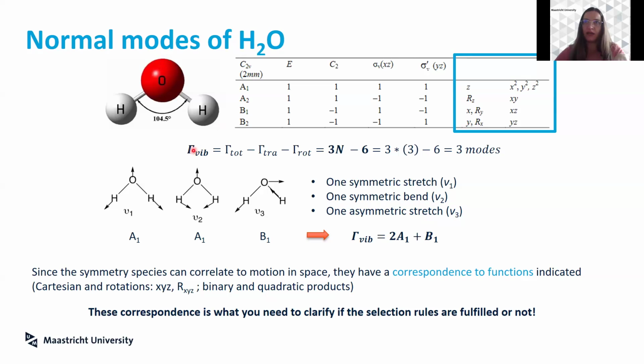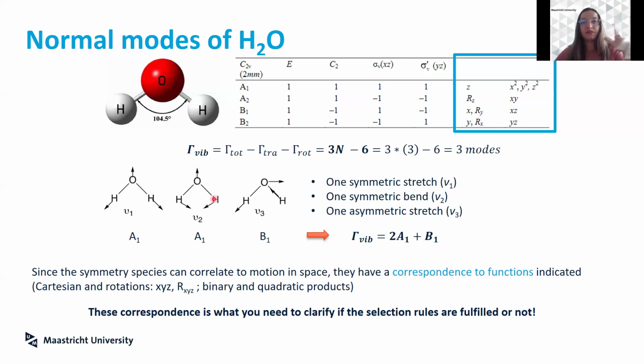This means that you can express this gamma vib, the notation of the normal modes of vibration of this molecule, as equal to 2 of the A1, 1 of the B. This tells you that these three modes have this arrangement, not another one. They're not three different symmetry species. Two are the same and one is different.